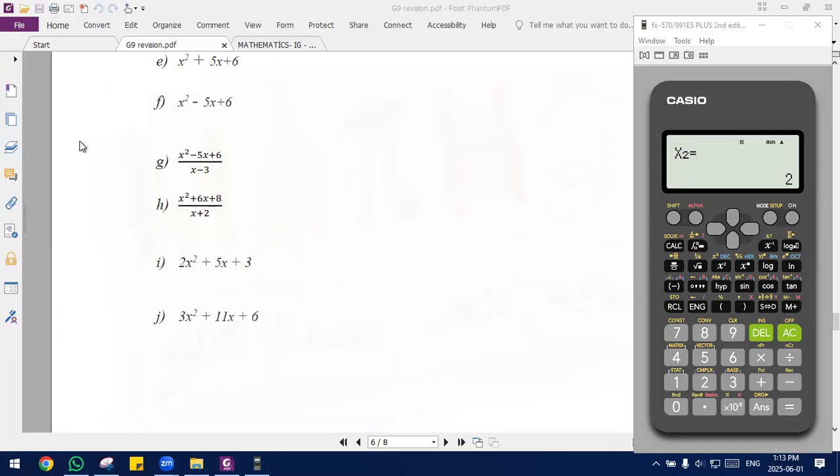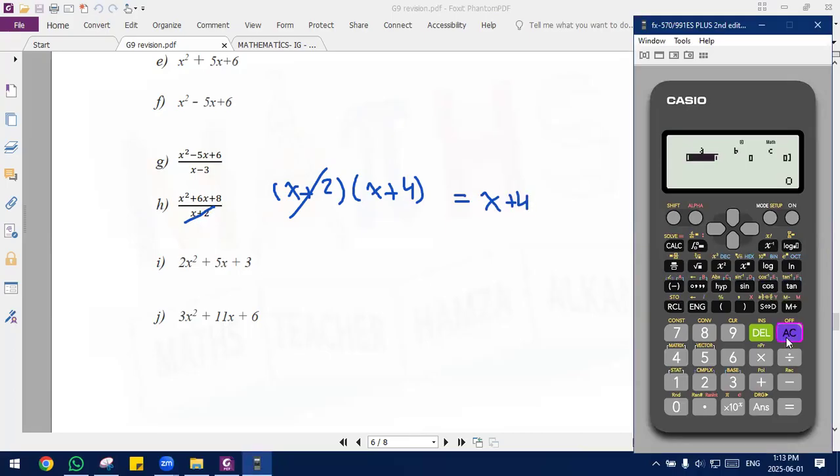This one, 1 and then 6, then 8. So x plus 2 and x plus 4. So the answer is x plus 4. Good. Next, 2x squared, so what do I write now? You write 2, and then 5, then 3. So the answer x plus 1.